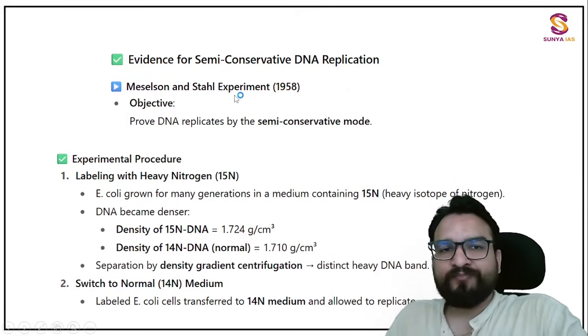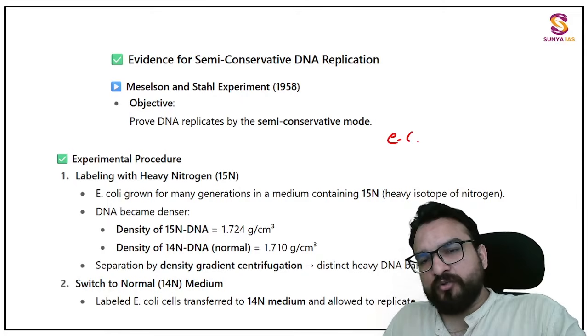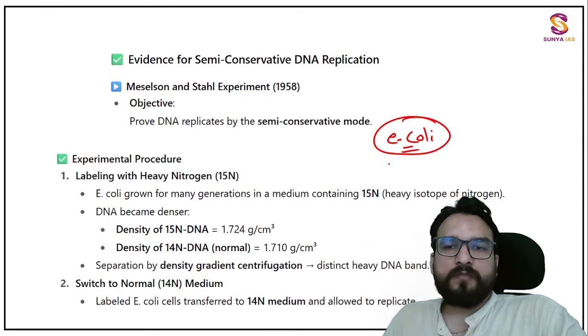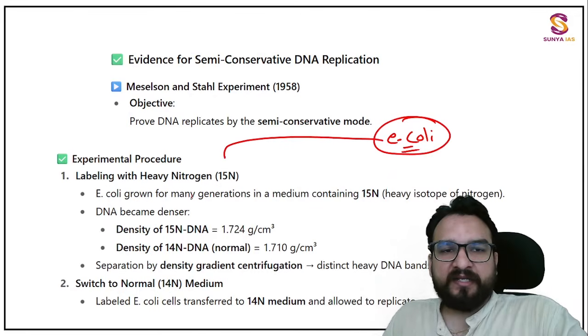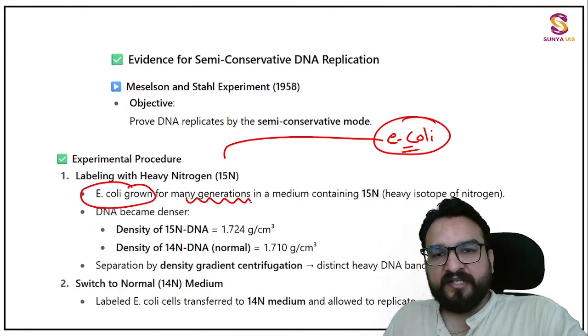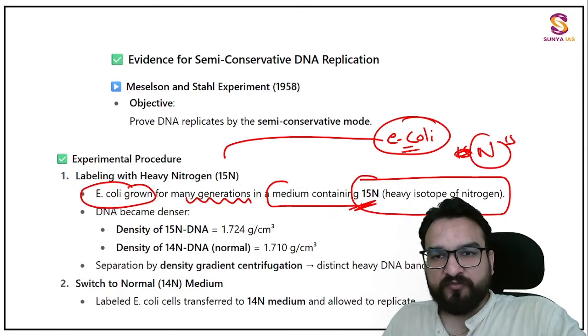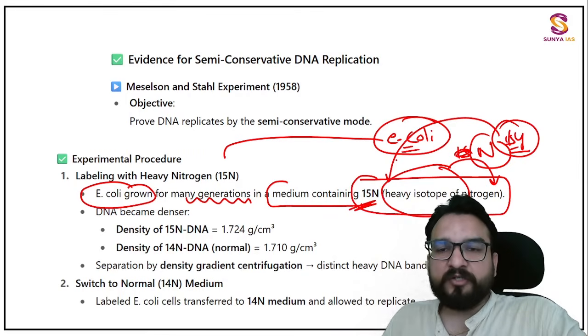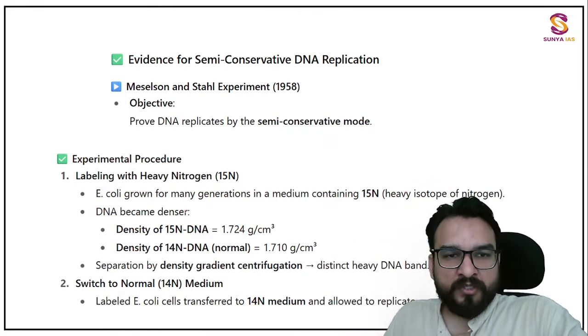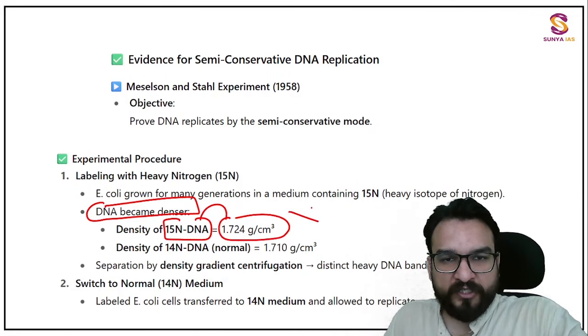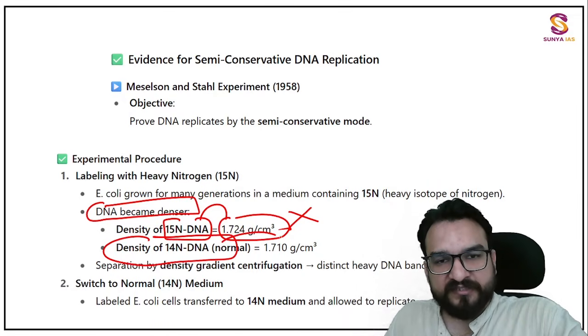Over here you will find what they did: they again took this E. coli bacteria. This E. coli was grown for many generations in a medium containing 15N, that is, 15 nitrogen. It is a heavy isotope of nitrogen, while normal nitrogen is 14, but 15 why? Because this is a heavy isotope of nitrogen. So DNA became denser, because the density of 15N DNA was 1.724. No need to remember. The density for the other isotope, 14N, is 1.7.